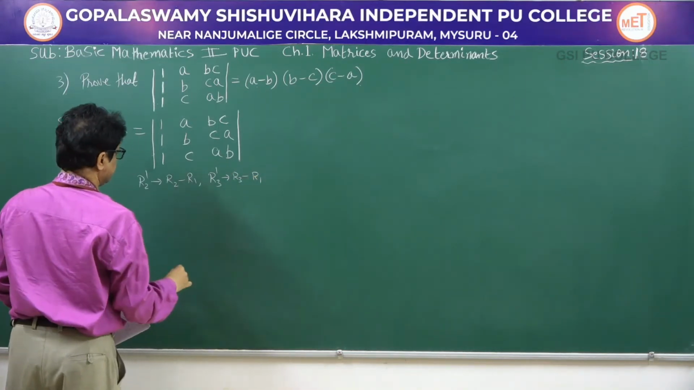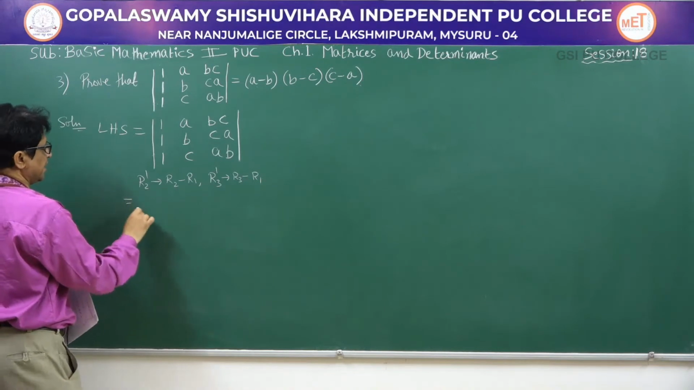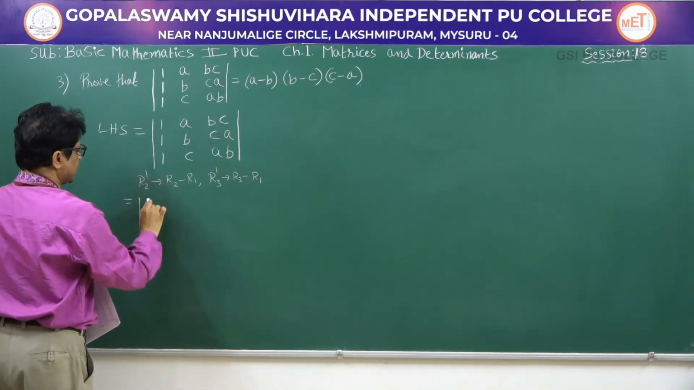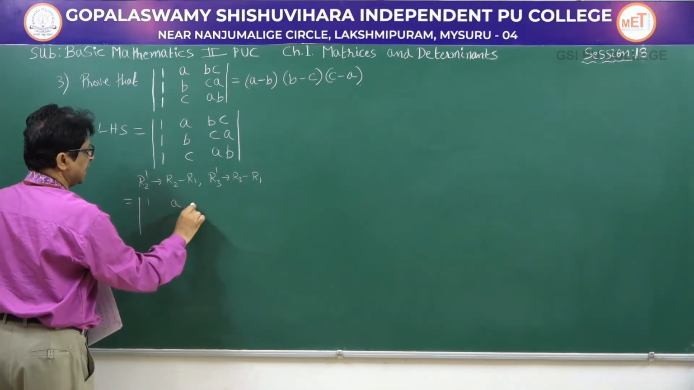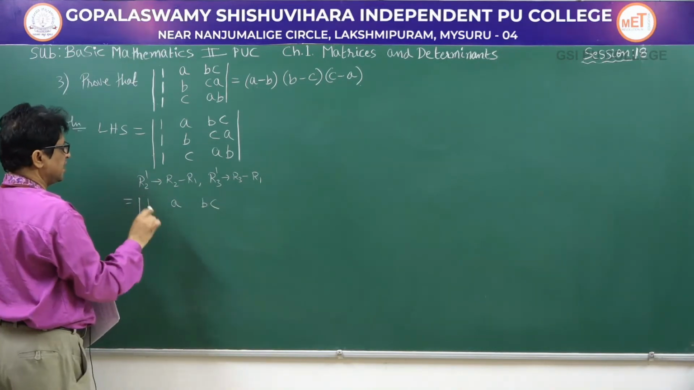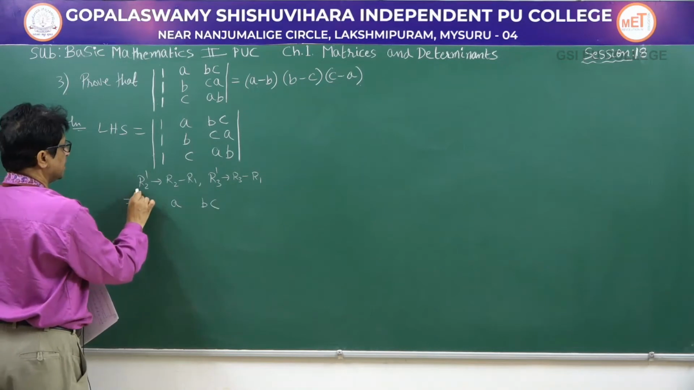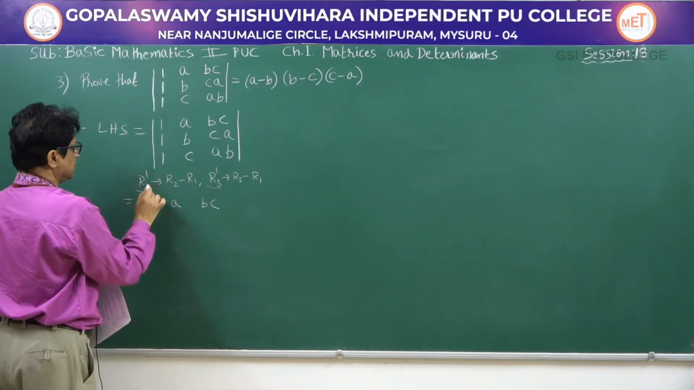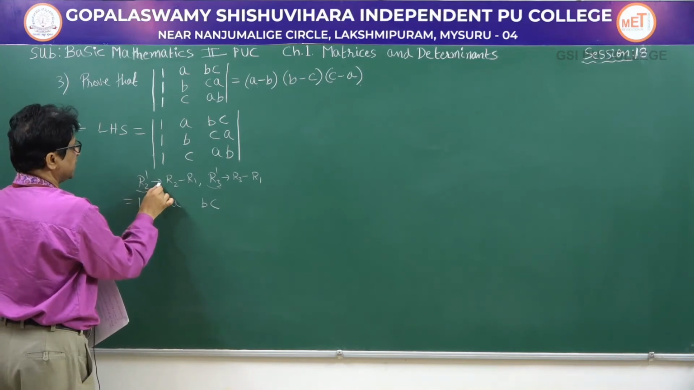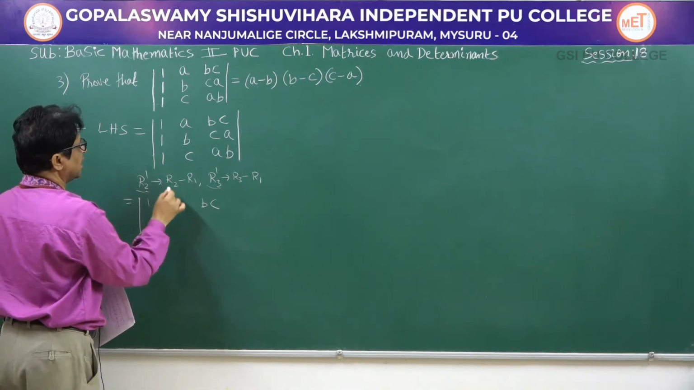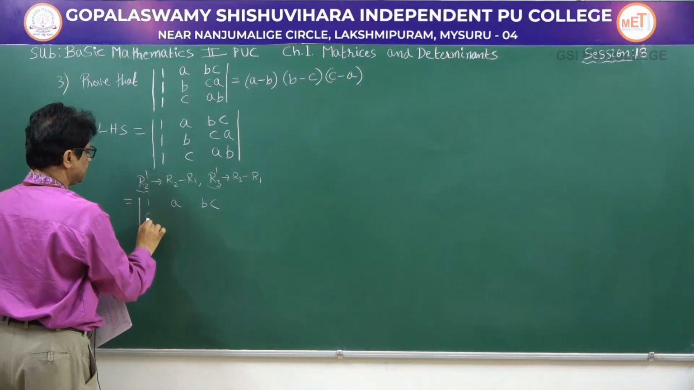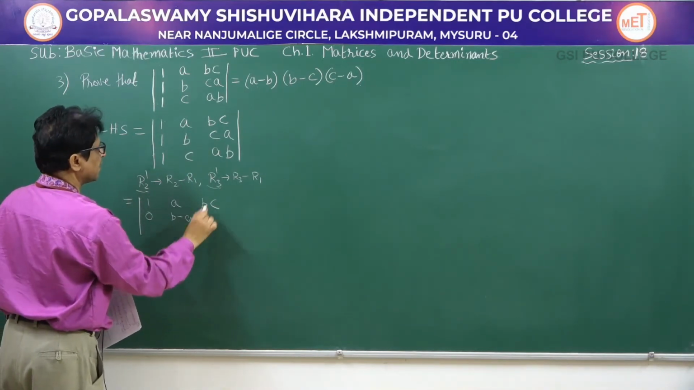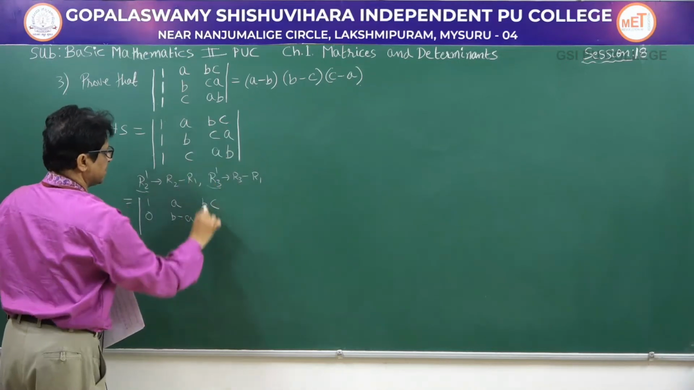So that will be equal to determinant of, here first row remains as it is, 1, a, b, c. The changes are taking place in R2 and R3. R2 becomes R2 dash, which is nothing but R2 minus R1. So 1 minus 1, 0, b minus a, ca minus bc.